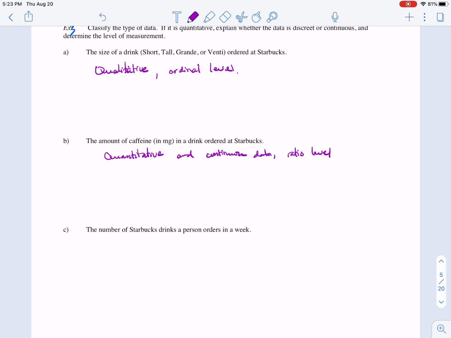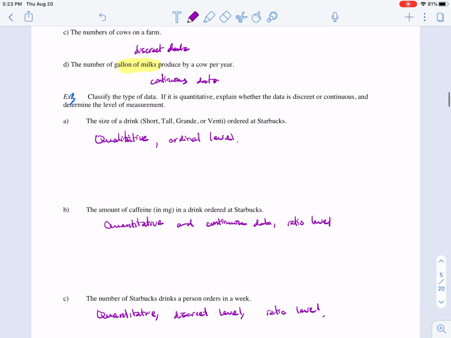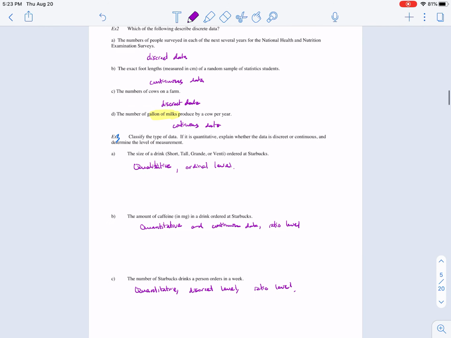Lastly, we have the number of Starbucks drinks a person orders in a week. This would be quantitative, and it is discrete, and it is at the ratio level. Okay, so check the answers, and see if you got the same answers I had there.